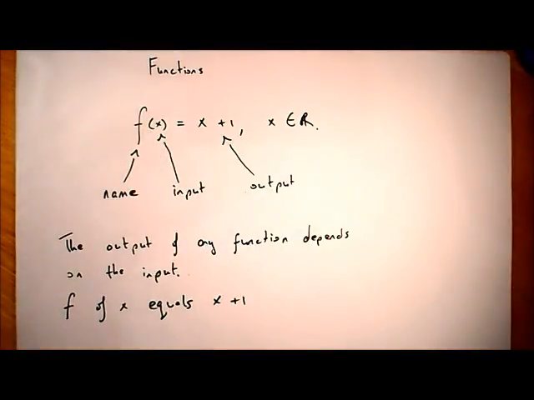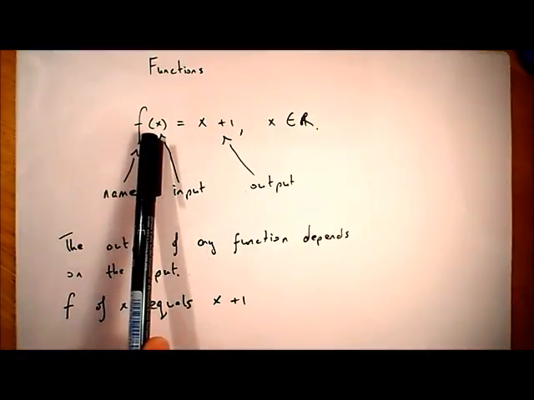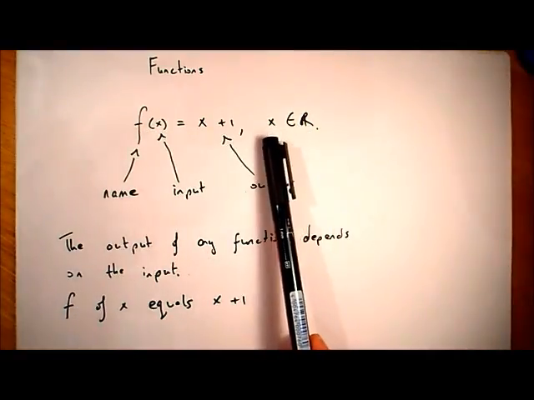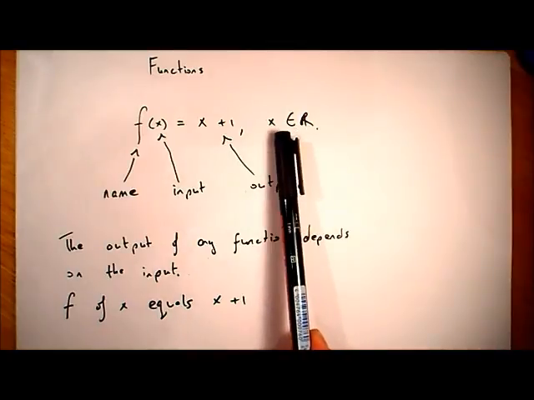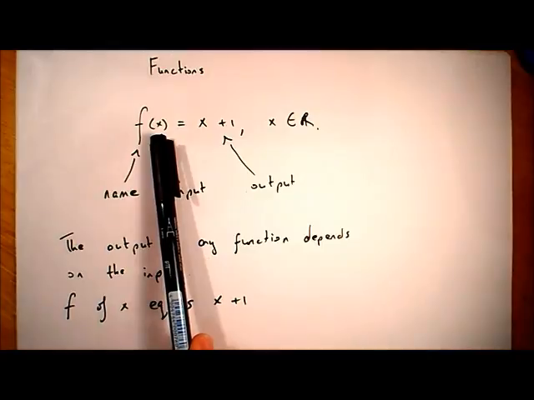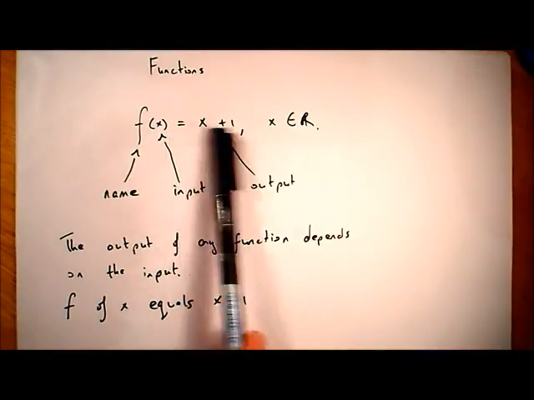Again, the most important thing about a function is that the output of any function depends on the input. So in this function here, f of x is equal to x plus 1. The input is this part, x. And over here it tells us what x can be. It says x is any real number. So we can put any real number into this function and we get out that real number. The output is that real number plus 1.